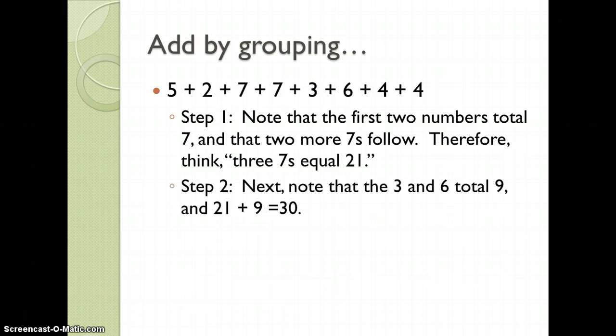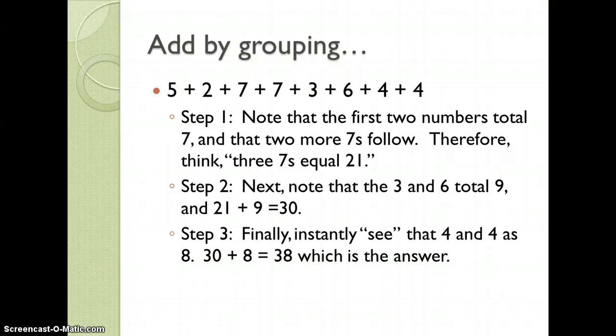Next, I look at the 3 and the 6, which I know is 9. Pairing that with the 21 from step 1 gives me 30. And finally, I see that the 2 4s we know equal 8. So the 30 in step 2 plus 8 equals 38, which is our answer.